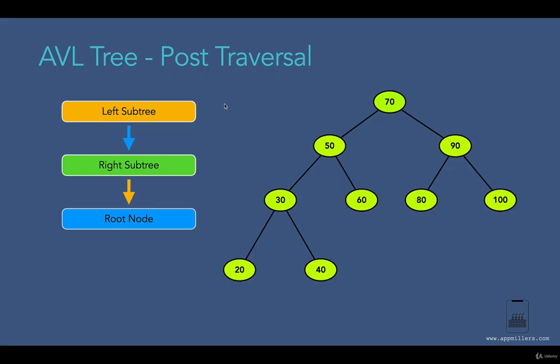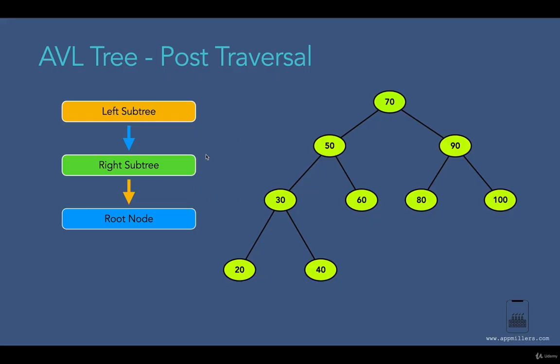Now the next traversal is post-order traversal. In case of post-order traversal, first we are visiting left subtree, then the right subtree, then the root node. So this rule over here is applicable for all these subtrees over here as well. So it doesn't matter how many subtree we have in our AVL tree over here, this logic will be applicable for all of them.